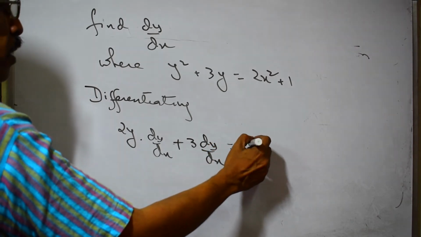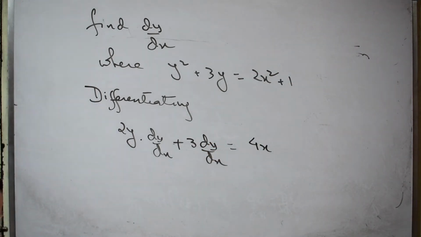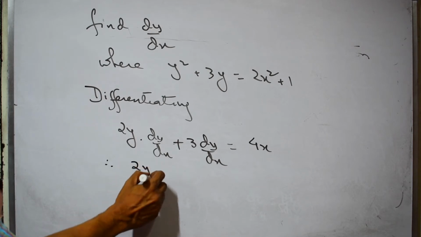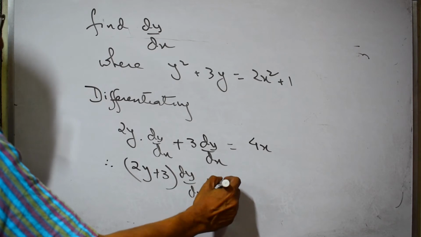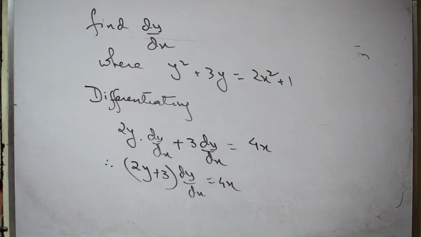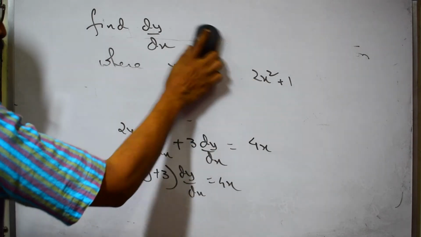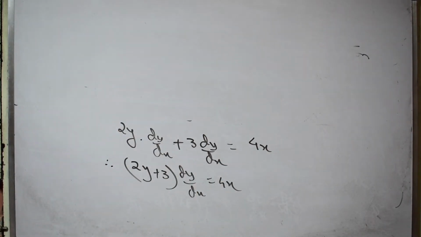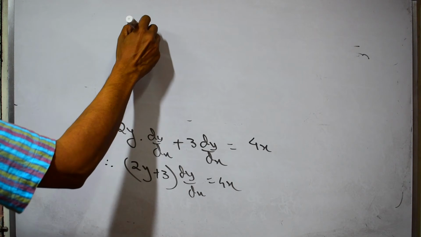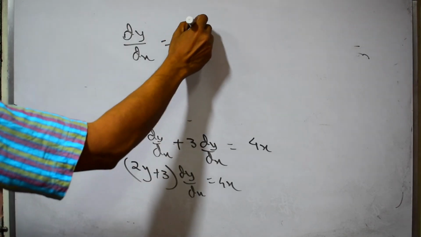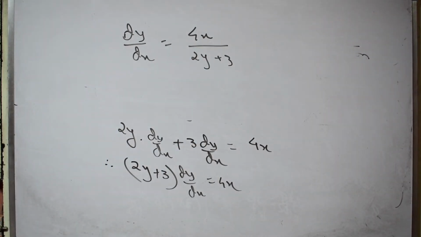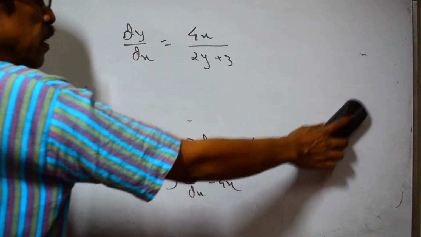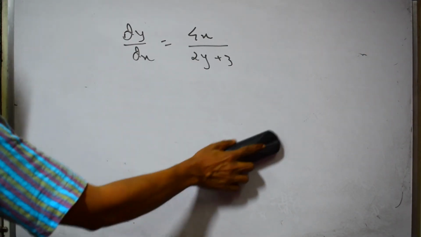On the other side, the derivative is 4x + 0, because the derivative of 1 is 0. So (2y + 3), taking dy/dx common, equals 4x. The final answer we get is in terms of both y and x, sometimes only y. That means dy/dx = 4x/(2y + 3). In this answer, y is also present in the final answer. This is the idea of implicit form.